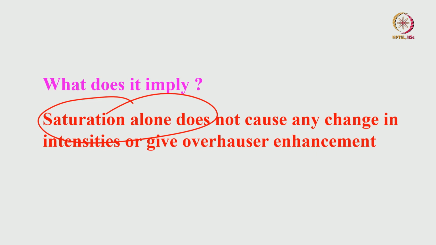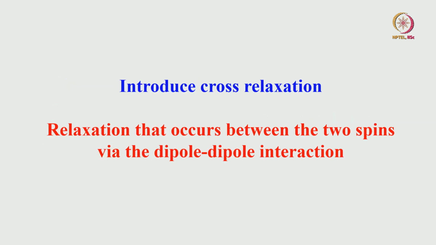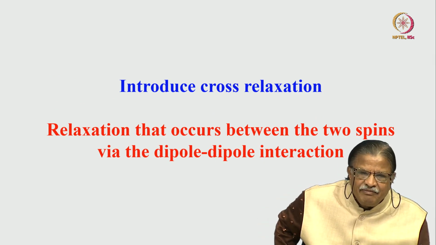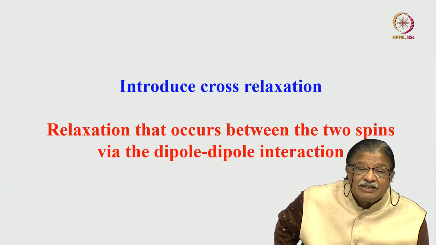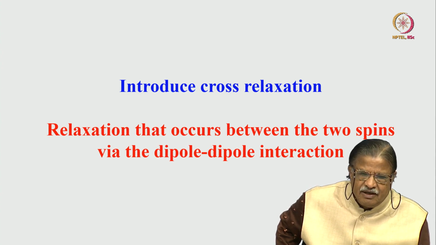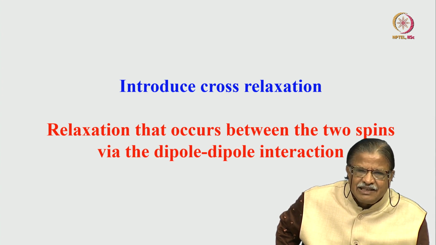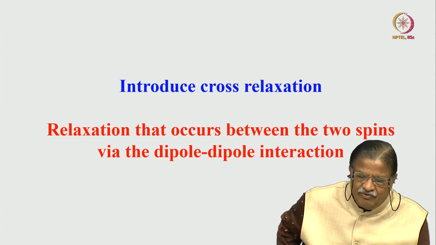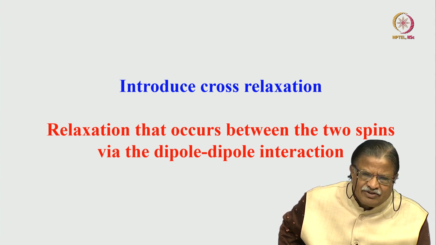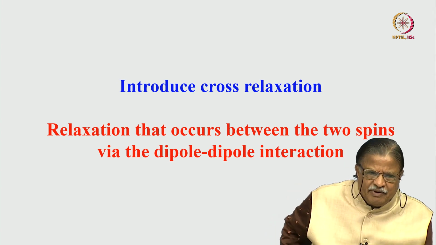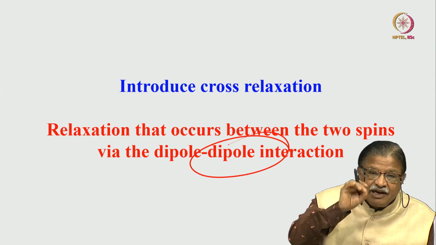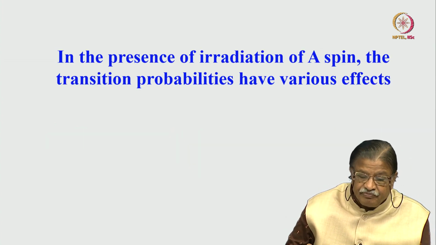Then what do we have to do to get the NOE? Let us do one more trick now. We will saturate, and at the same time we will introduce what is called cross-relaxation. What is cross-relaxation? The relaxation that occurs between two spins via dipole-dipole interaction. When we discussed relaxation in one of the previous courses, I covered this in detail. We will now introduce cross-relaxation between two spins.